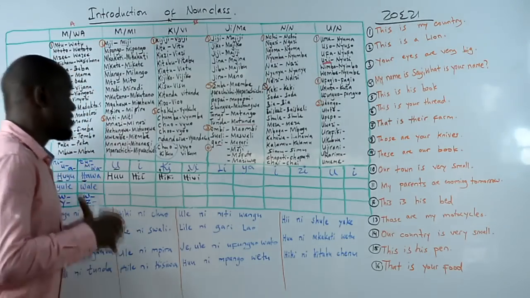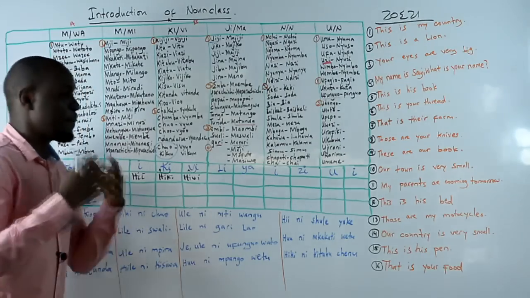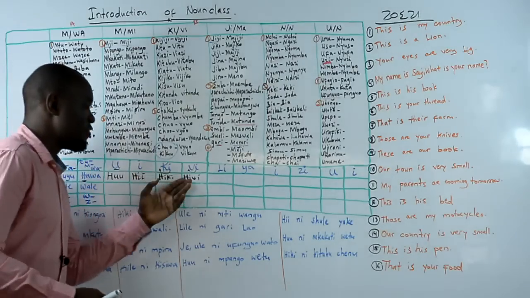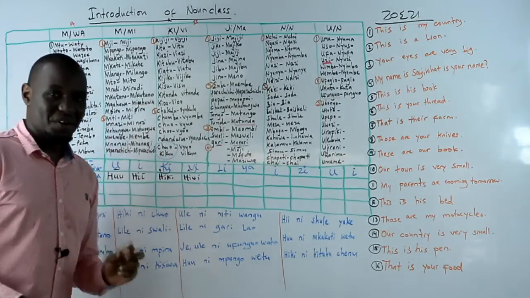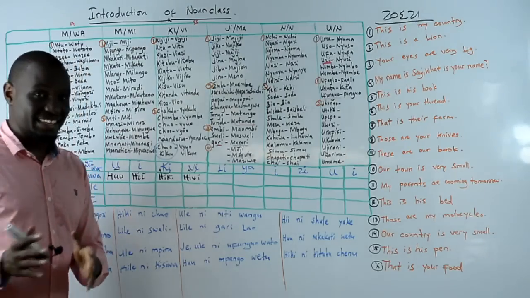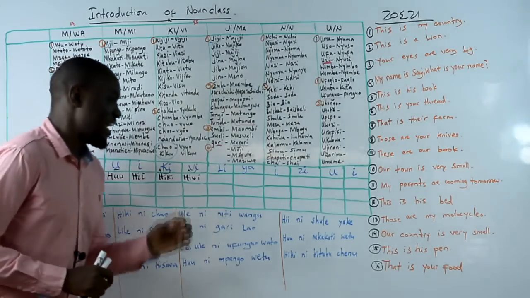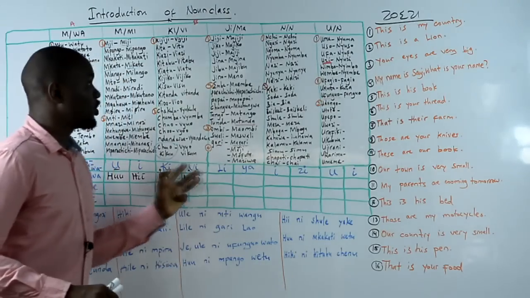And how do you say these are beds? Will be hivi ni vitanda. You know that? You see that? It is easy. You agree with me? It is easy. And how do you say for jima?